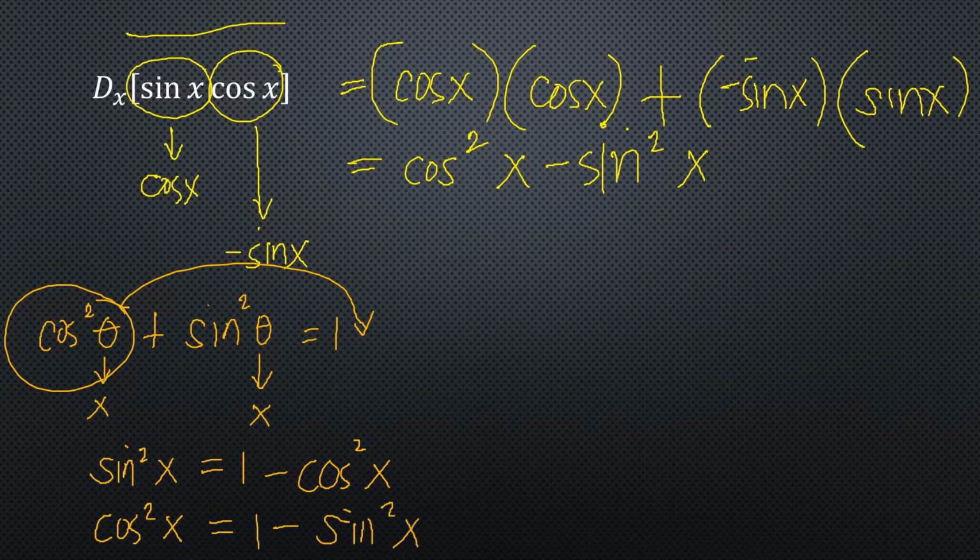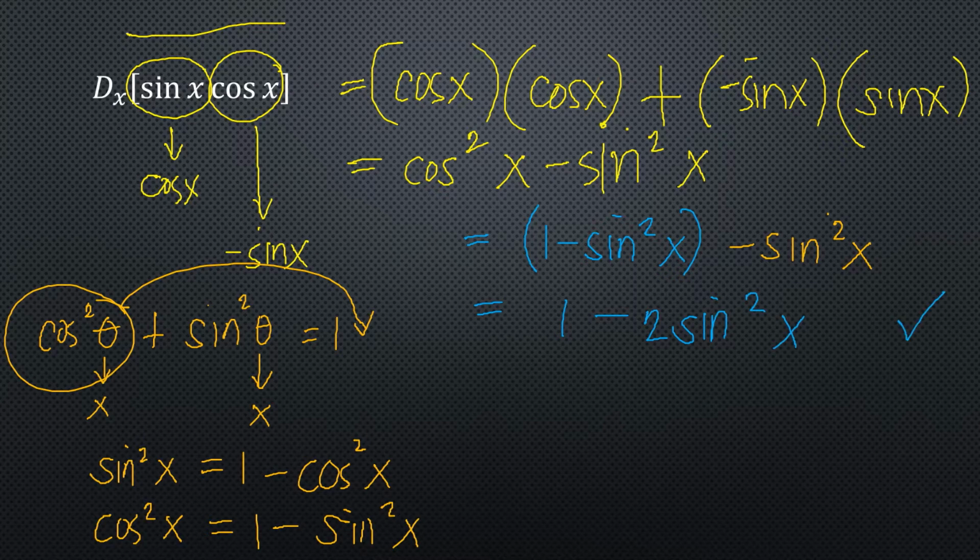Therefore, we can actually rewrite our answer here. So if we would like to replace cosine squared x with 1 minus sine squared x, we have 1 minus sine squared x, and that will be minus sine squared x, for us to have the same terms. So we now have 1 minus 2 sine squared x, and this one can be your answer also.